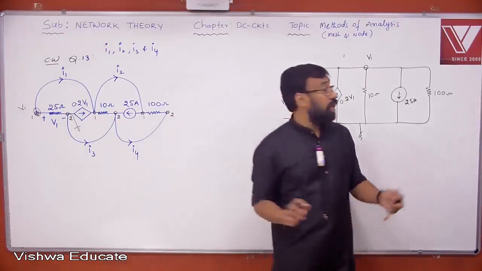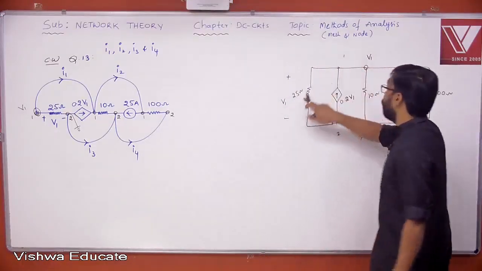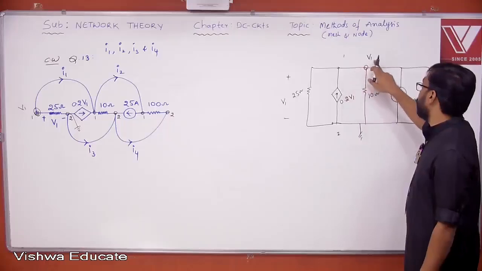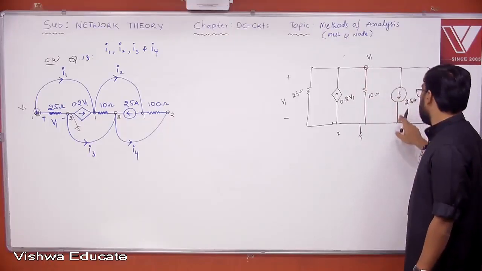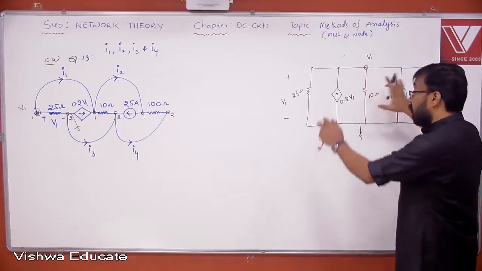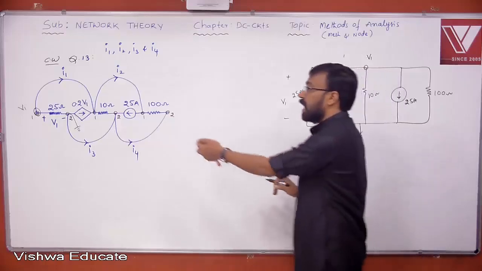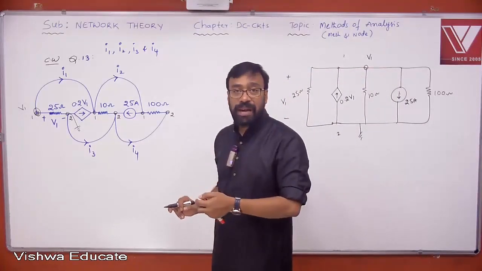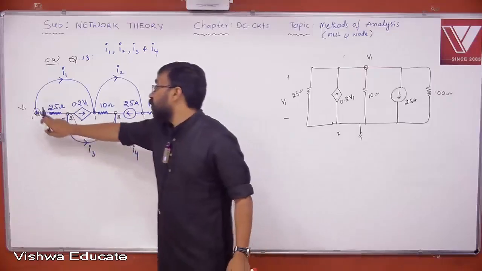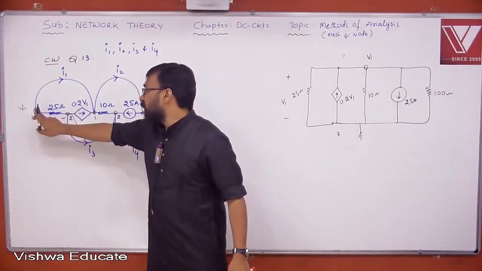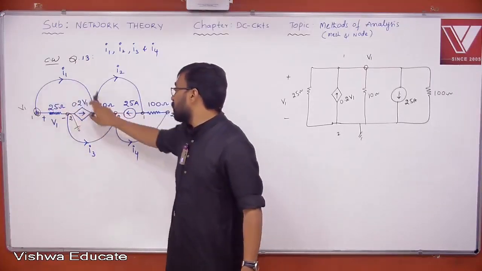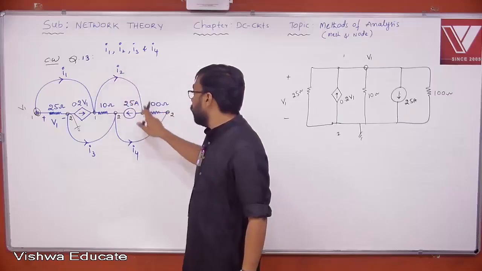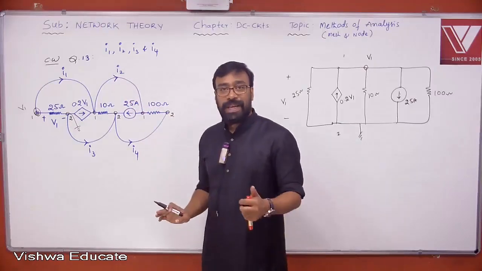The same thing you can see here. V1 by 25 minus 0.2 V1, V1 by 10 plus 25, V1 by 100. But without looking at this diagram, can't we apply node analysis here itself? If you realize that all elements are in parallel, what are the elements connected to node 1? How many elements are connected to node 1? 1. Not only this, 2, 3. Not only this, 4, 5. Clear all of you?